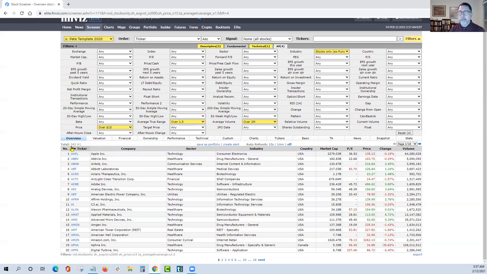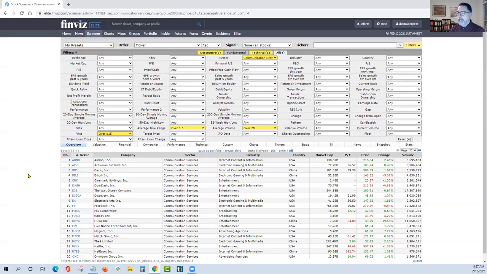And you can see that brings up 343 stocks out of all of the stocks on Wall Street. So what we're going to do now is go into communication services, that sector that we just looked at before. And from 343 stocks, it brought it down to 33. So only 33 stocks match that criteria.